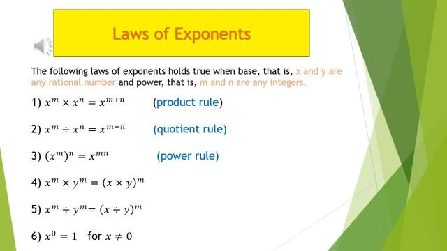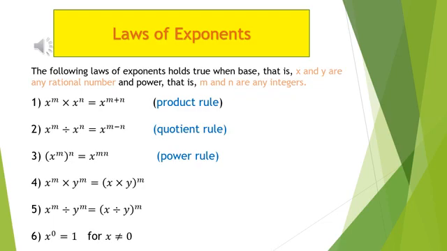Power rule is suggesting that if you have a number like x raised to the power m and the whole power is n, then what will you do? You will just multiply the powers and you will keep the base as it is. So your answer will be x raised to the power m multiplied by n. Now come to the fourth rule.